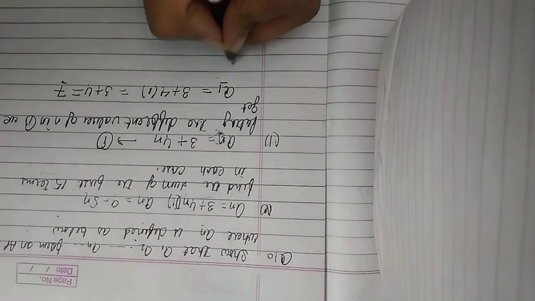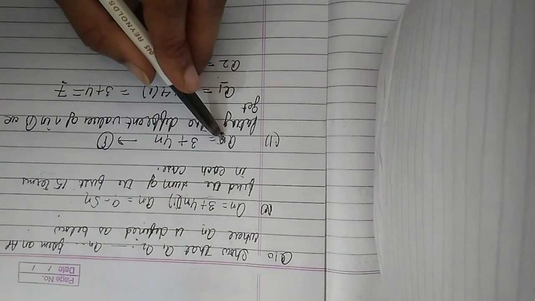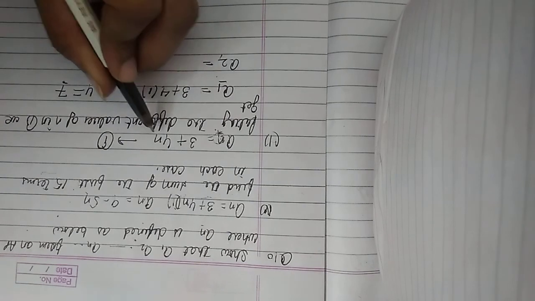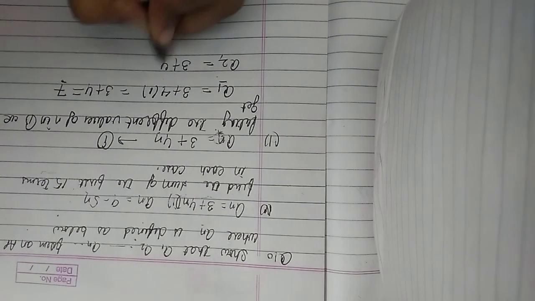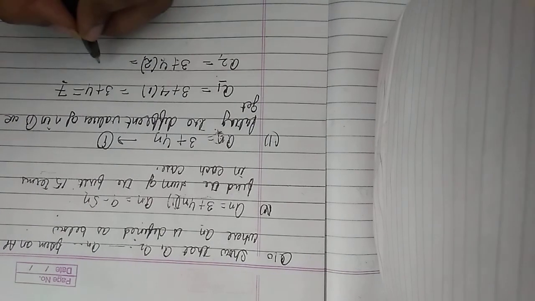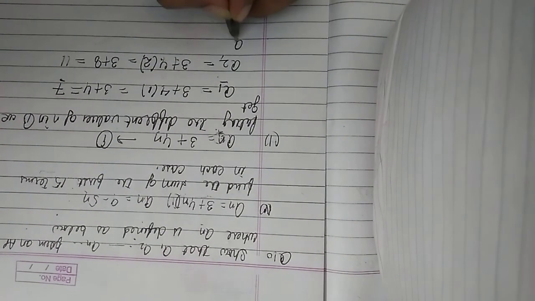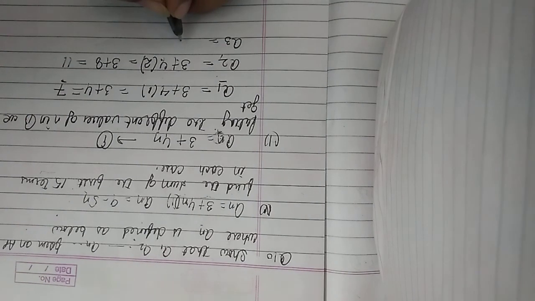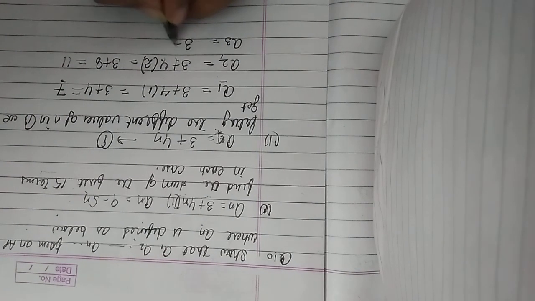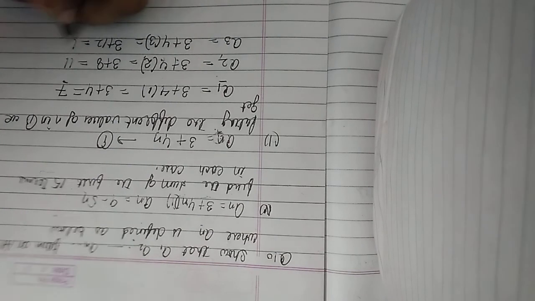Now again, substitute 2 in place of n. 3 plus 4 into 2, 4 twos are 8 plus 3, 11. Now for finding the third value, we will substitute n equal to 3. 3 plus 12, that is 15.